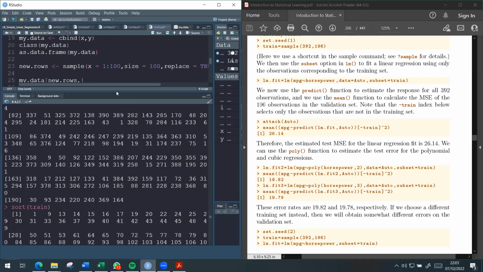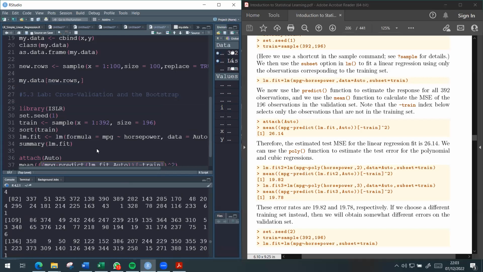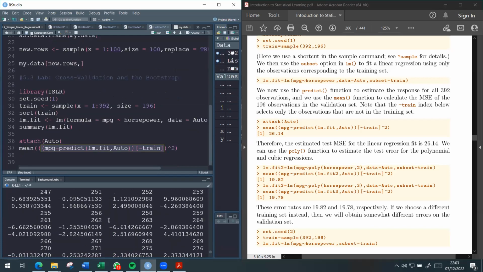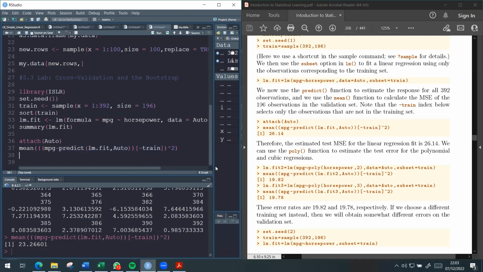Just gonna have to move on. I don't know how to. It doesn't look right, and in fact, we're not getting their value. So they have 26.14. Anyway, therefore, the estimated test mean square error for the linear regression fit is 26.14.